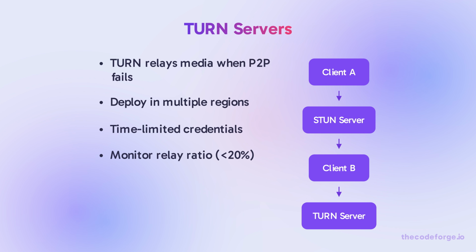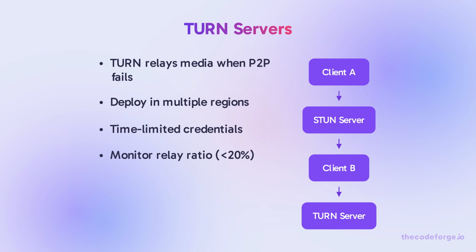That's where TURN comes in. TURN servers relay media traffic. They're bandwidth hogs. Each stream consumes relay bandwidth. You need to deploy TURN servers in multiple regions close to users. Use ICE to try direct P2P first, via STUN, then fall back to TURN.